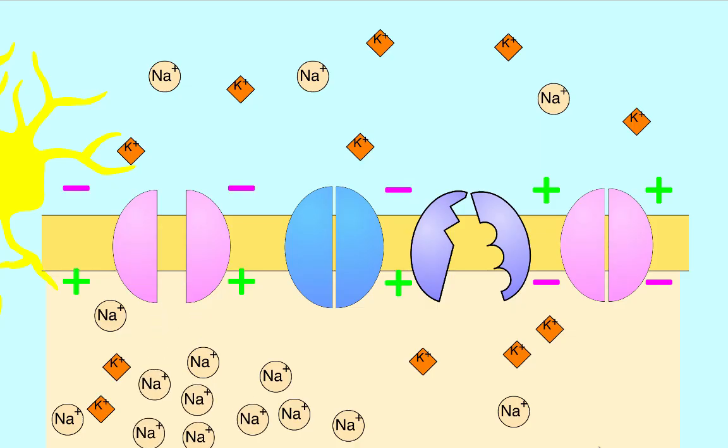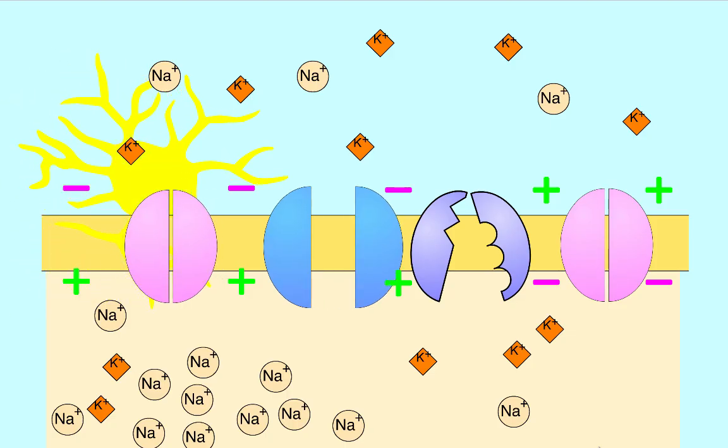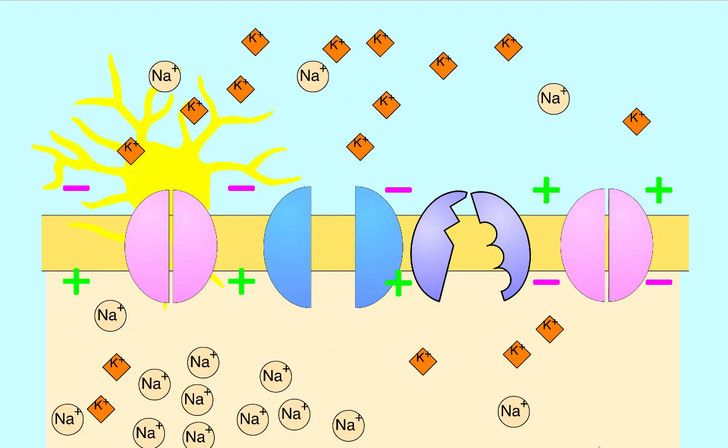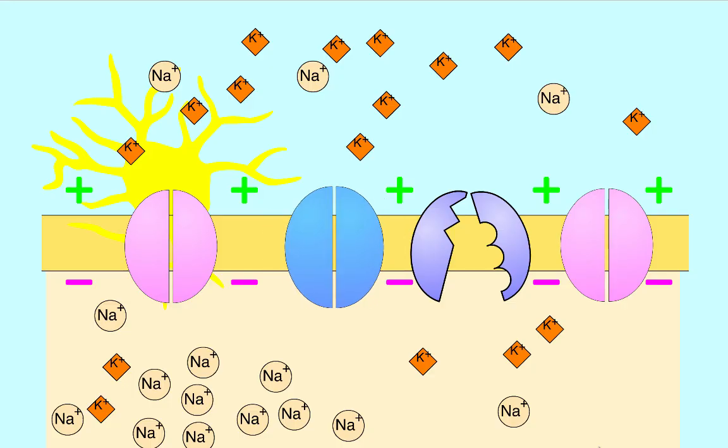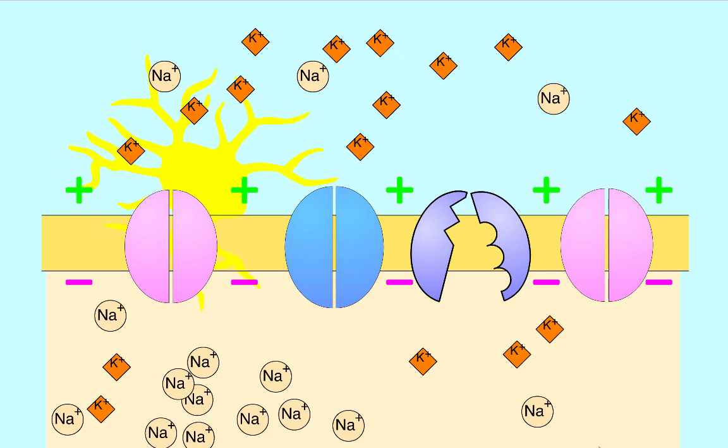The plasma membrane becomes positive on the inside and negative on the outside. Very quickly, the sodium channels close, while voltage-gated potassium channels open, allowing potassium ions to rapidly diffuse out. The plasma membrane returns to being positive on the outside and negative on the inside, and the potassium channels close.